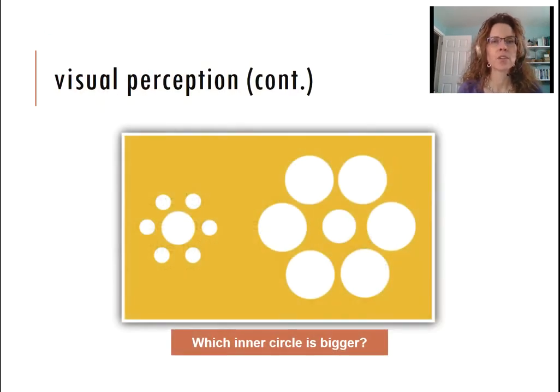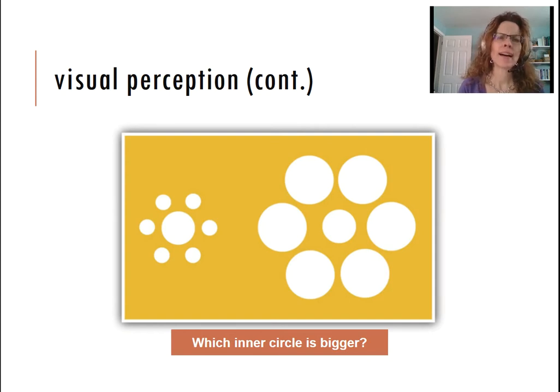Continuing with the idea of visual perception, this is a classic test. You put this in front of people and you say, which inner circle is bigger? This one or this one? This one or this one? Well, of course, the right answer is neither. They're exactly the same.